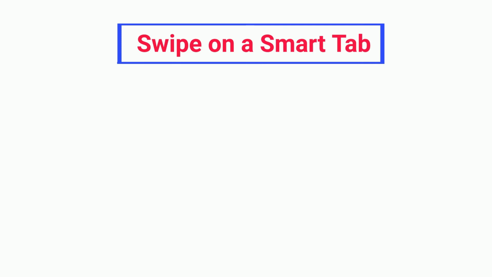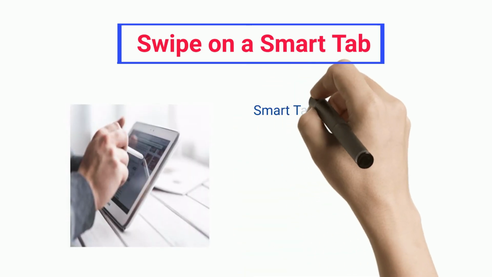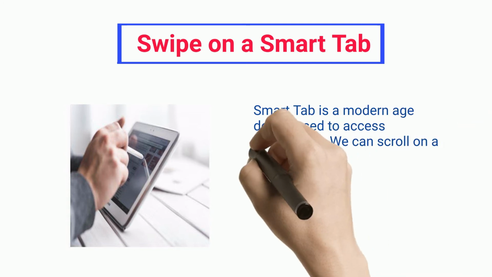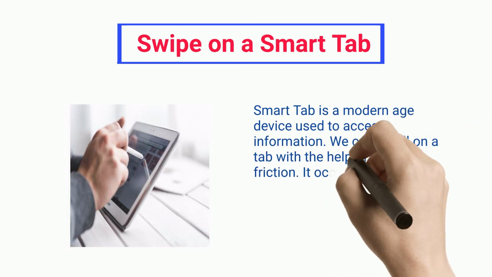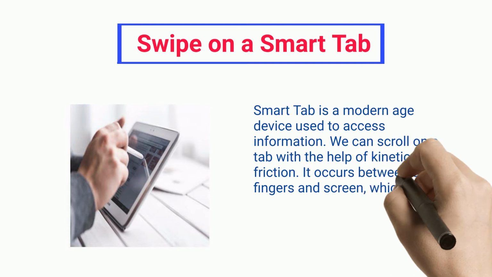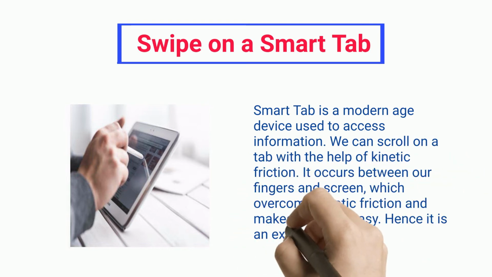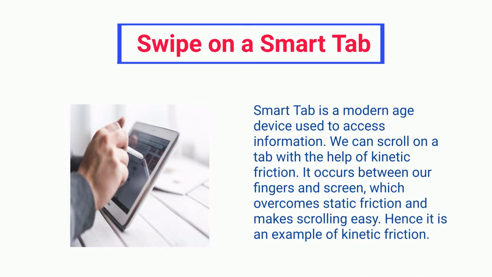Swipe on a smart tab. A smart tab is a modern-age device used to access information. We can scroll on a tab with the help of kinetic friction. It occurs between our fingers and the screen, which overcomes static friction and makes scrolling easy. Hence it is an example of kinetic friction.